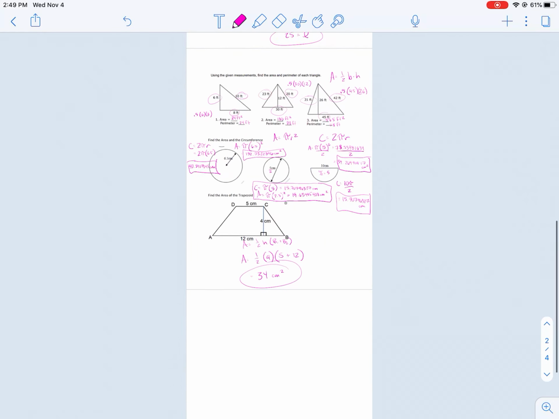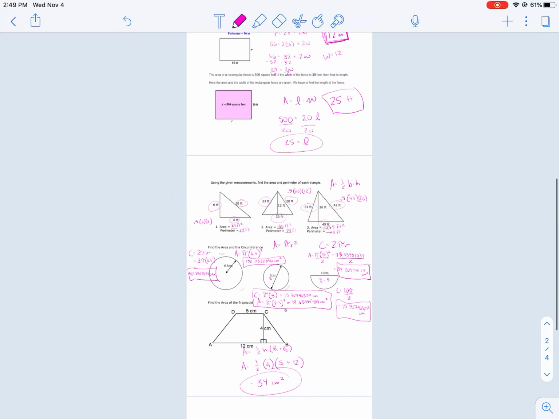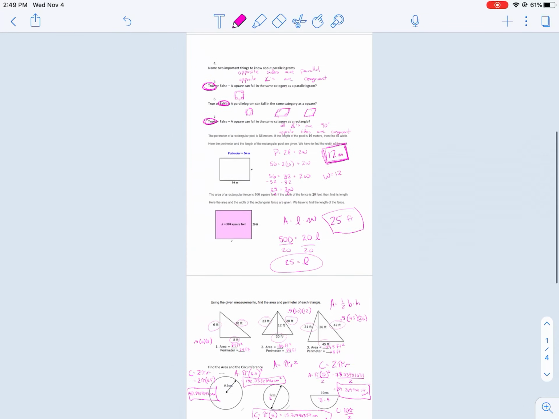Okay, so that's that whole sheet. Hopefully you guys got all those notes jotted down. Check your answers, make sure you're correct, see what you did right or wrong, and good luck.